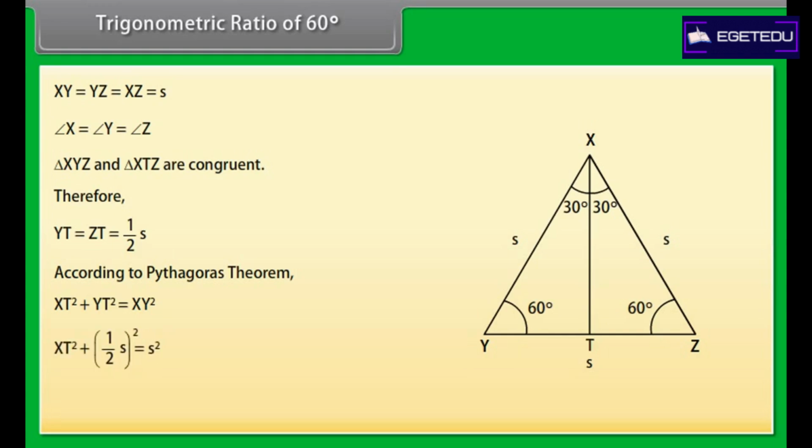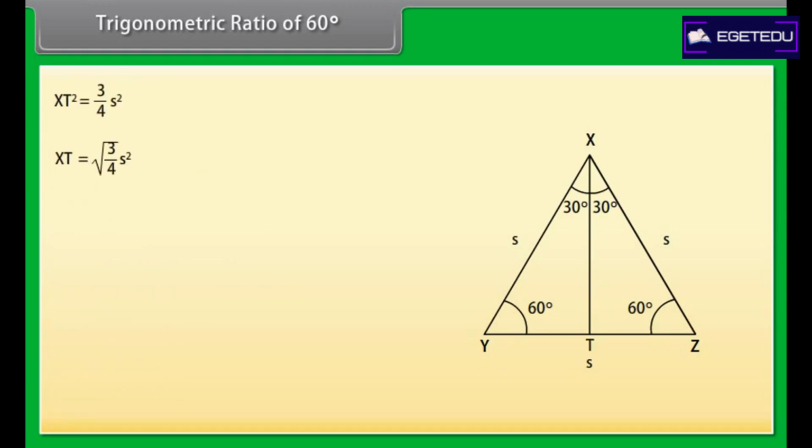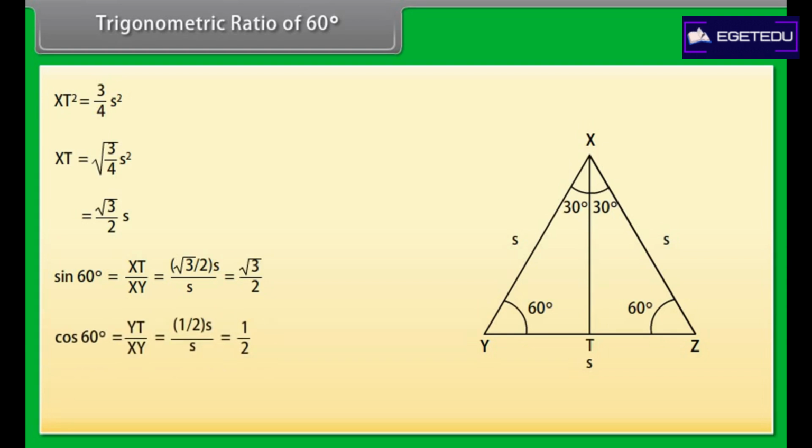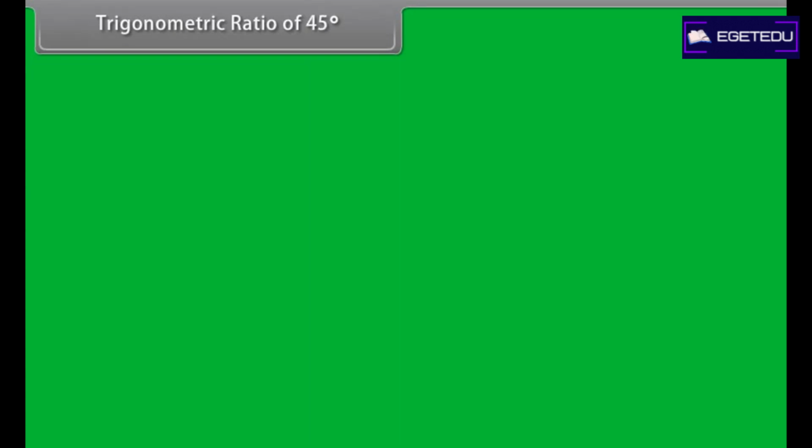According to Pythagoras' theorem, XT square plus YT square is equal to XY square. By substituting the values, we get XT square plus (1/2 s) whole square is equal to s square. By calculating it, we get XT is equal to square root of 3/4 s square, which is square root 3 upon 2 s. Sin 60 degrees is equal to XT upon XY, which equals square root 3/2 s upon s, equals square root 3 upon 2.